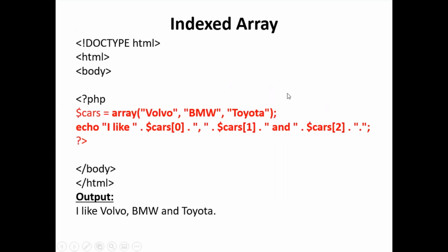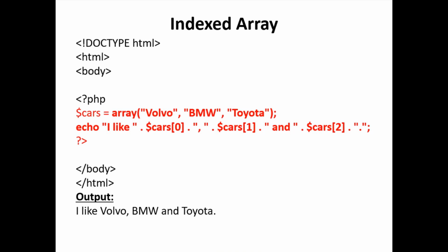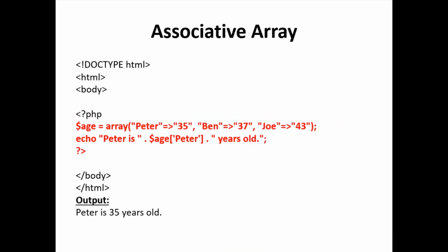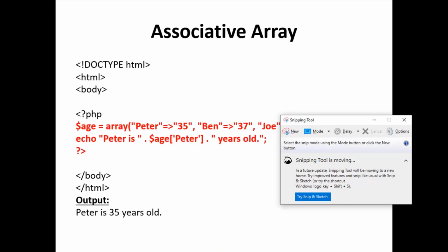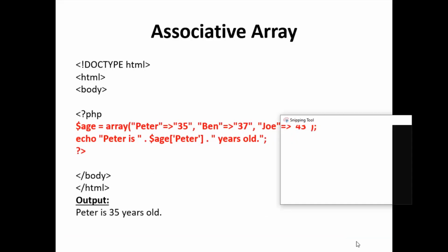So these are the indexed arrays, where the index is numeric. We have arrays with numeric indexes. Then we have the associative array. In an associative array, we have named keys. So let's check it out with an example.